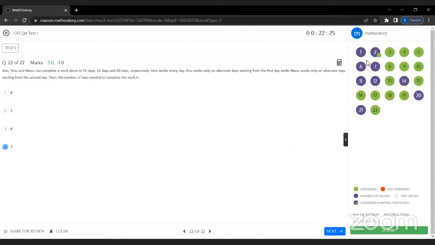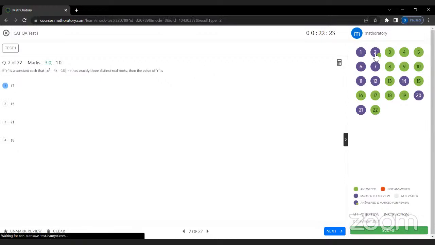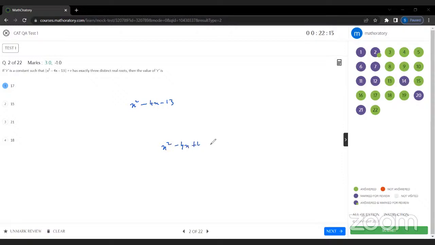So let's look at the mark for review once. ये मेरे को verify करना था, ये पहले कर लेता हूँ. So my idea was that x square minus 4x minus 13. If I get something like x square minus 4x plus 4 equal to 0, this will give me a single root, right? So ये करने के लिए I need a minus 17 here. तो minus 17 से ये आ जाएगा. That will give me a single root.